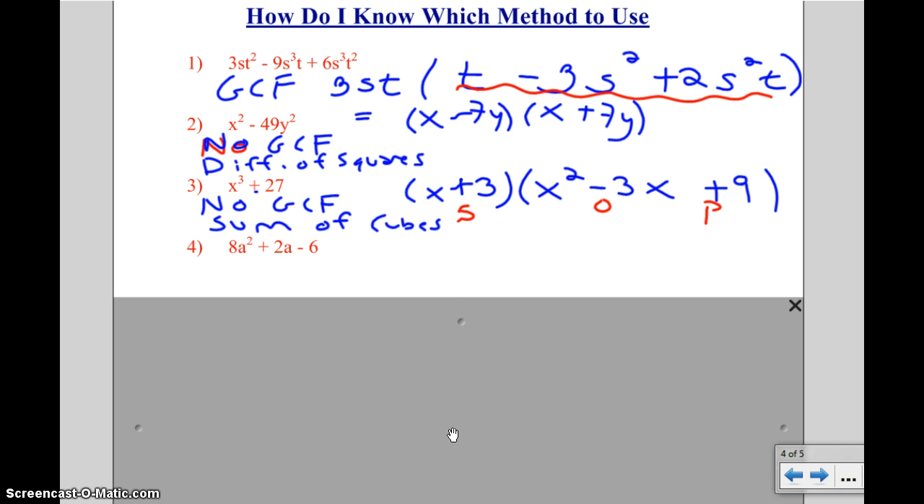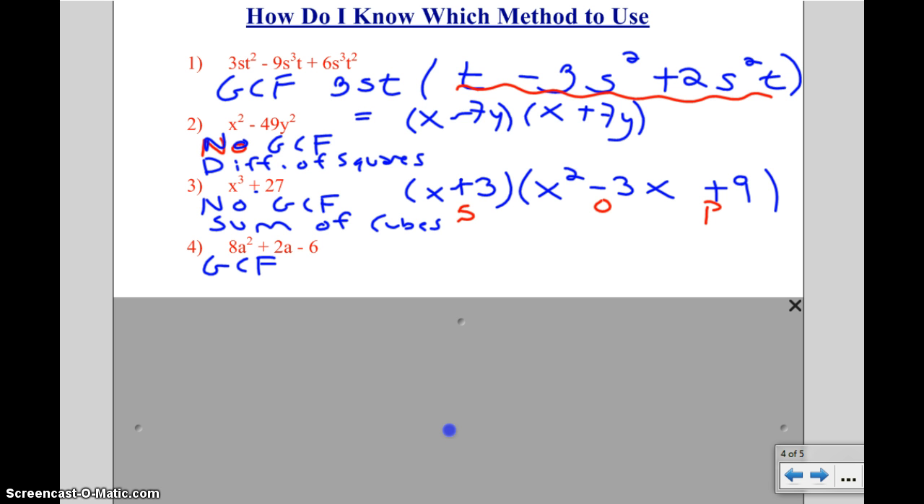Let's take a look at this one. 8a squared plus 2a minus 6. Again, I'm going to check for a greatest common factor first. Is there a factor that is common between 8, 2, and 6? There is. They are all divisible by 2.